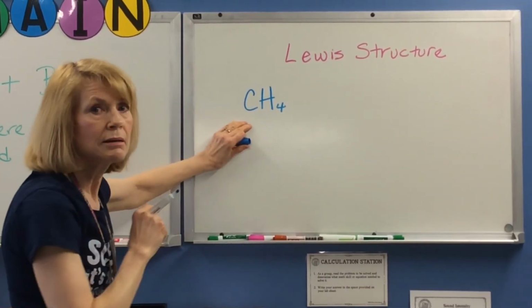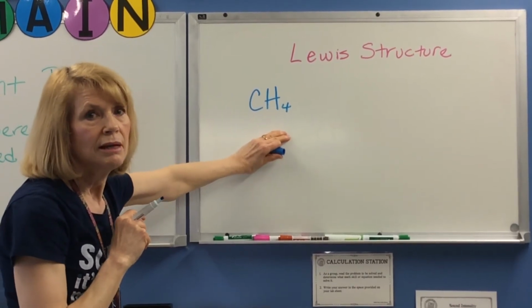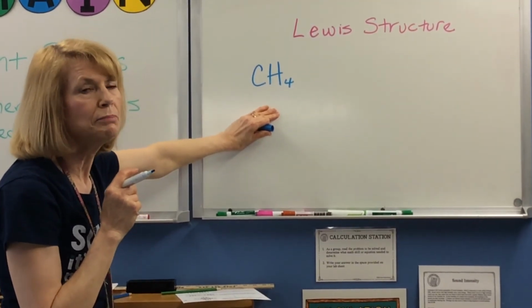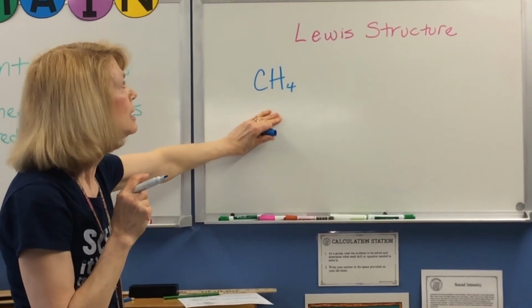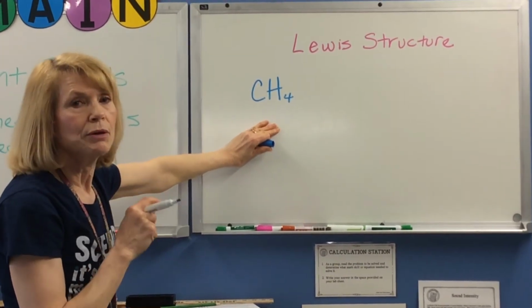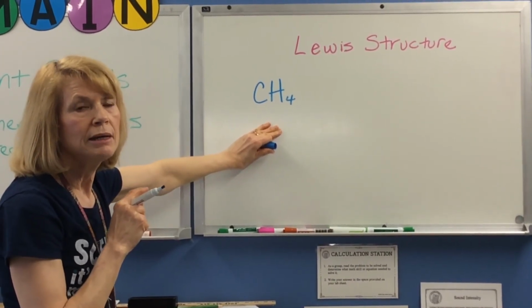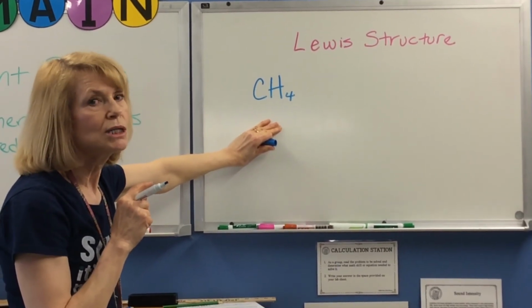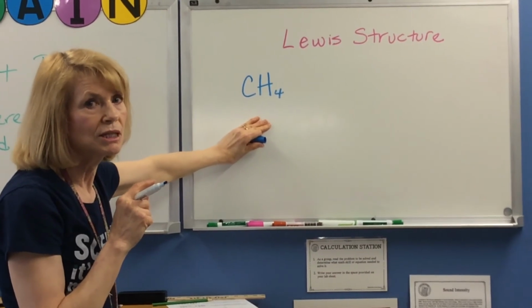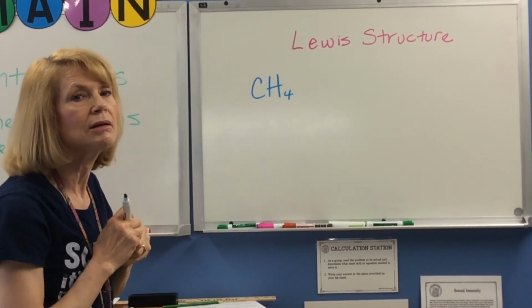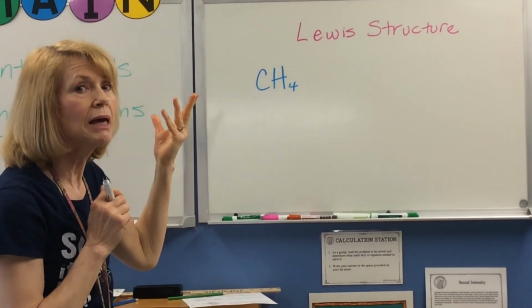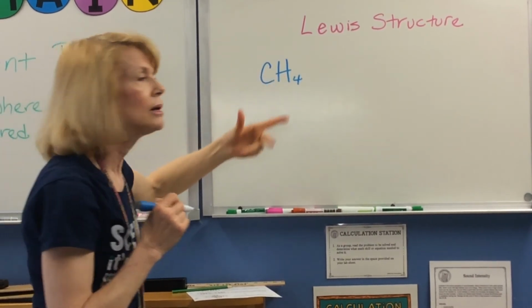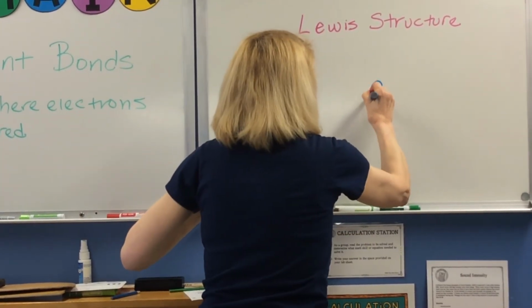Okay, I have carbon and hydrogen. This is called methane. This is what cows get a bad rap about, putting greenhouse gases into the air. So if you're going to draw a Lewis structure showing the covalent bonding in methane, you want to start with your central atom, and your central atom is going to be the one that there's the least of. There are 4 hydrogens and 1 carbon, right? So carbon's going to be my central atom.